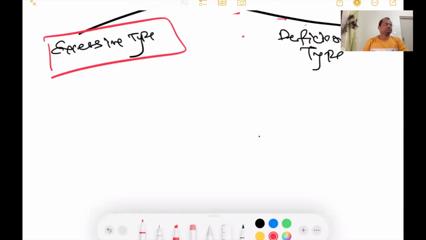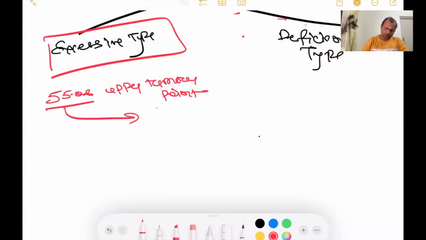तो सबसे पहले let's see the excessive type of epilepsy. So for that, there is a point 55.06, or it is called upper tumor point. इसका नाम ट्यूमर भले ही है, लेकिन एक काम करता है, ये डैम्प हीट को निकालता है. It's resolving the damp heat. This is the point resolving the damp heat.